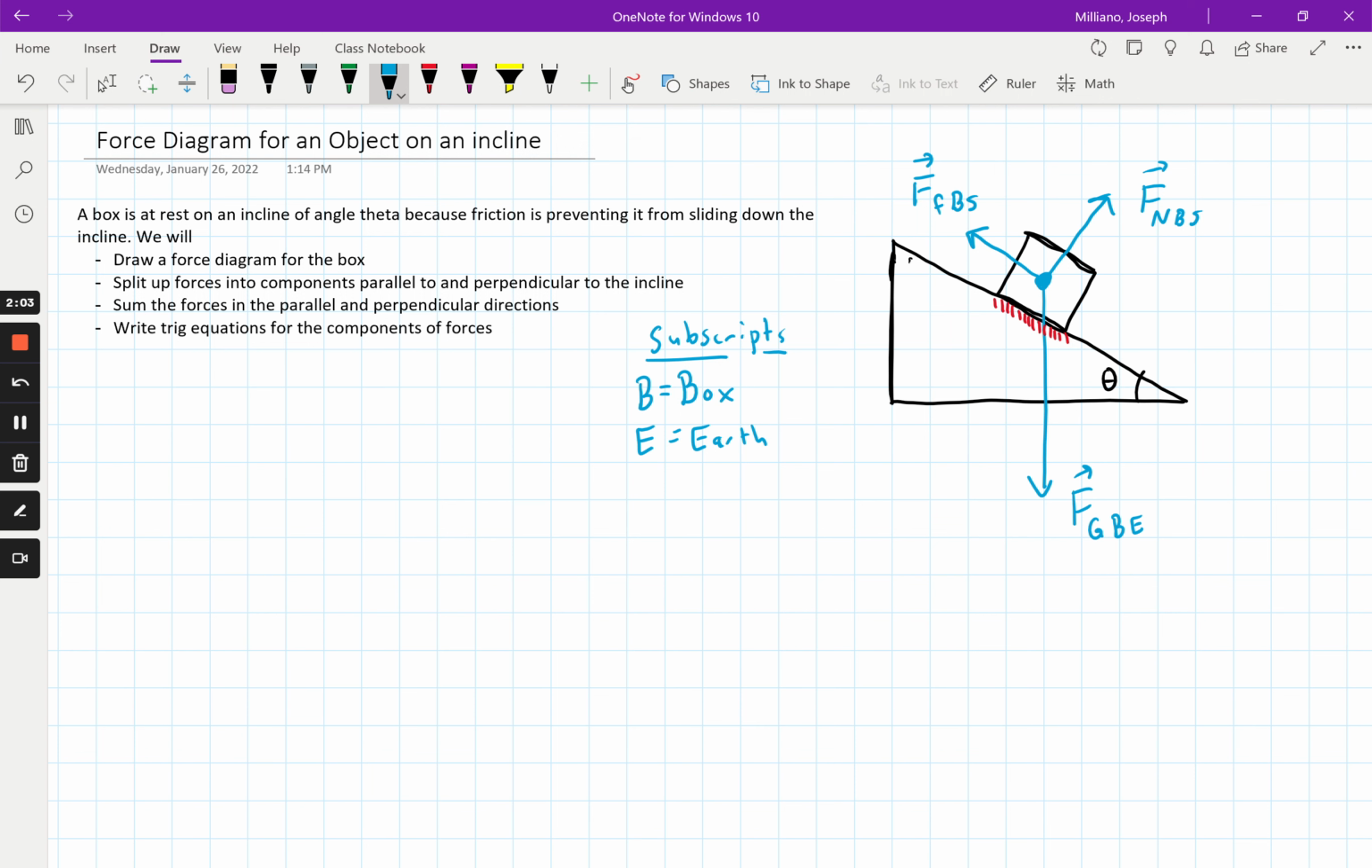There's no ropes, so there's no tension. There's no other surfaces, so we can't have any more normal or friction forces besides the one. There's only one planet, so there's only one gravity force. And there we go. We have this picture drawn, and now we're ready to split it up into components.